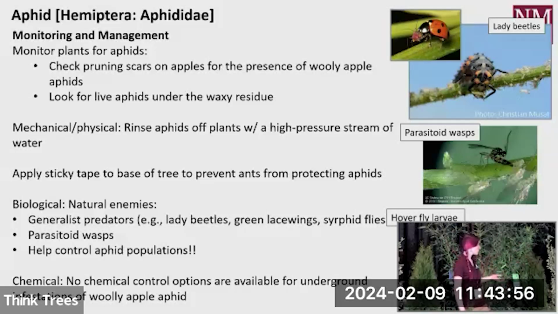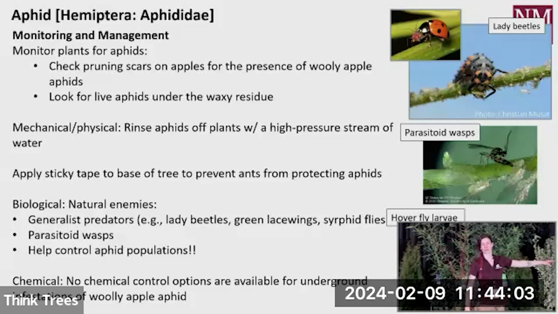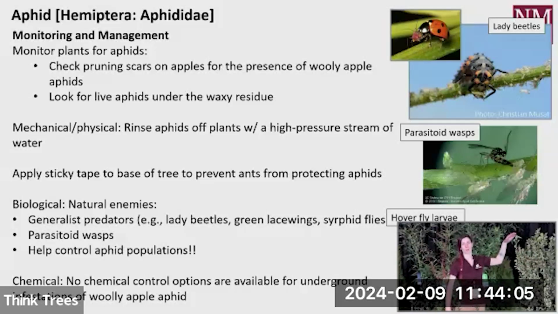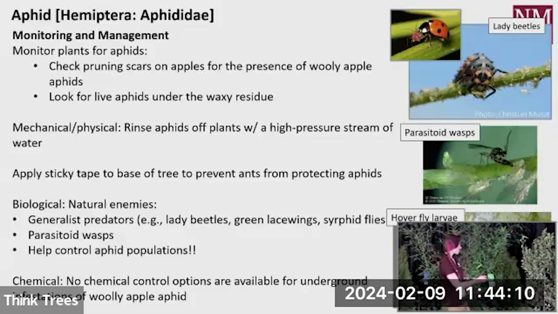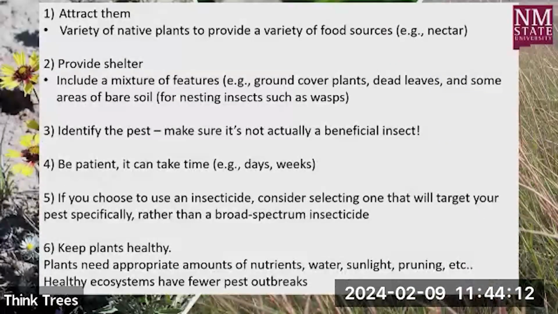So chemical controls, there are available except for woolly apple aphid. There aren't insecticides recommended for those, but for the rest of them there are. But I would use these strategies before you get to that. So I said I would talk about these beneficial bugs and how you can attract them and how you can utilize them in your landscape.